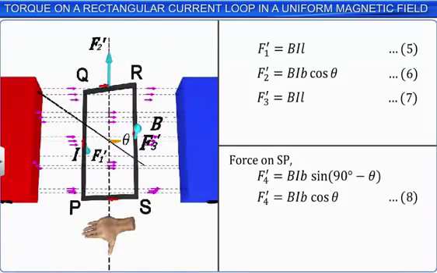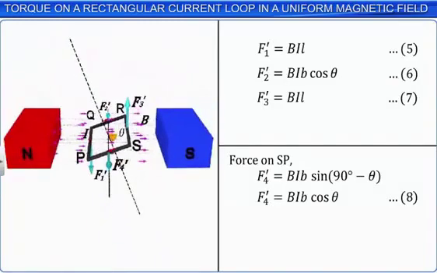When the four fingers of a stretched right hand curl from the direction of current in SP towards the direction of magnetic induction B, the thumb indicates the direction of the force on SP. Thus, the force F4' acts perpendicular to the plane containing I and B, outward of the loop along its axis of rotation.